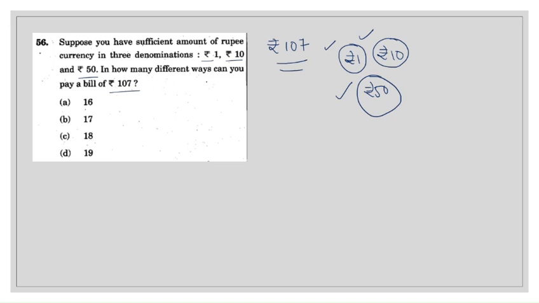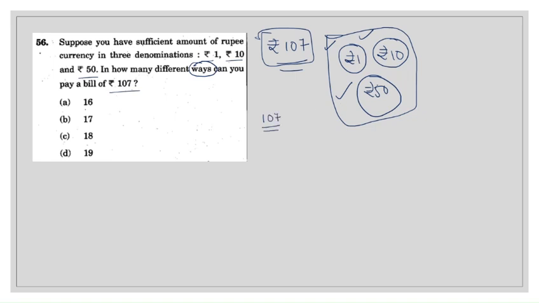So in how many different ways can we pay a bill of rupees 107 from these three? So basically from these three types, right? That is, if we use 1 rupee coins, or if we use only 10 rupee notes, how many ways? They are just asking for the number of ways. So this is kind of a permutation combination question as well. Here we can apply combination. So basically what happens is since we have to pay rupees 107.